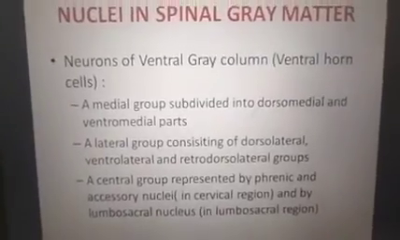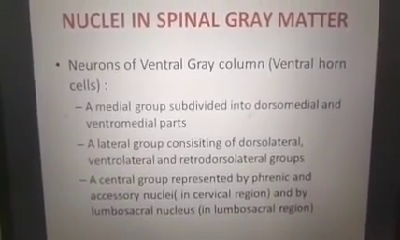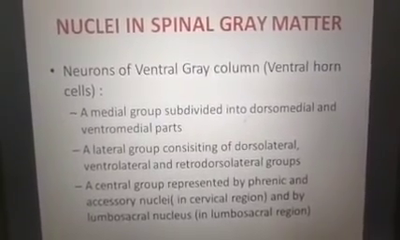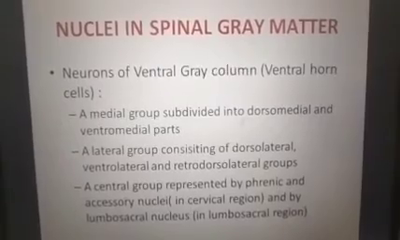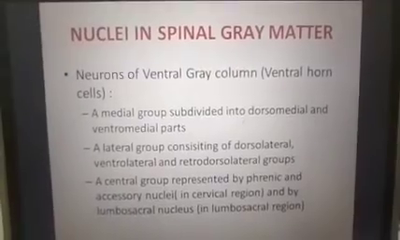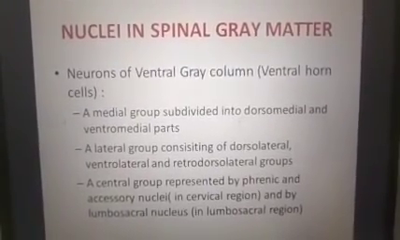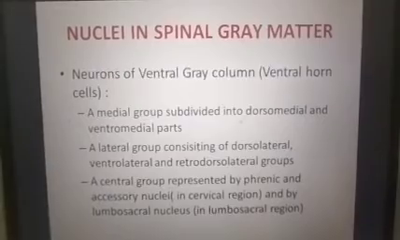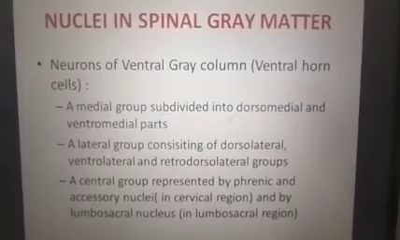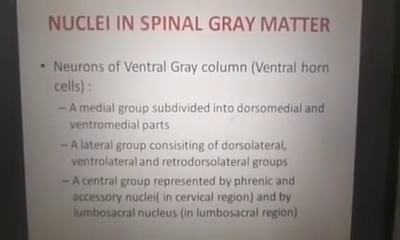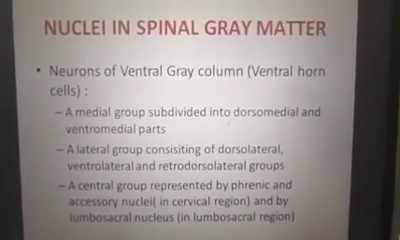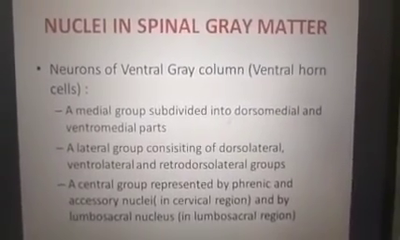Now in case of nuclei in the spinal gray matter, there are basically 2 kinds of nuclei. One is the ventral gray column, another is the dorsal gray column. Now the ventral gray column will be divided into 3 different groups. First one is the medial group, which is again subdivided into dorsomedial and ventromedial parts. While the lateral group consists of dorsolateral, ventrolateral and retrodorsolateral groups. While the central group is represented by phrenic and accessory nuclei in the cervical region and lumbosacral nucleus in the lumbosacral region.